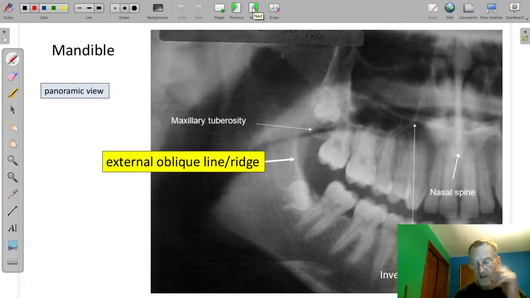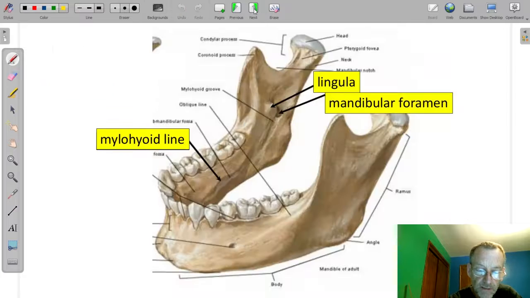Oh, here we go. So this is a panoramic view. It takes a little bit of getting used to. I'm not going to be asking you to do a lot of radiographic interpretation. But at any rate, here is that external oblique line coming down. It's radiopaque, shows up as a white ridge, a white line. It's a landmark, kind of gets you oriented. You know what you're looking at, because sometimes those panoramic views can get rather twisted around. Next slide.